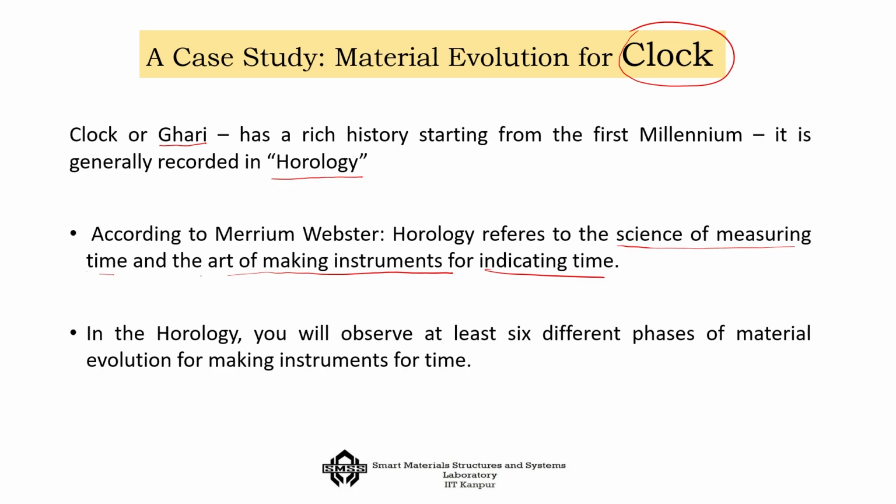In the horology of the clock making evolution, you will see that there are at least 6 distinctly different phases. There are many continuous evolutions of it, but there are 6 distinctly different phases of material evolution from the materials point of view. How the clock is designed and redesigned again and again with the evolution of material and with the evolution of the science of time measurement. So, let us look into that. What are the 6 different phases of horology?